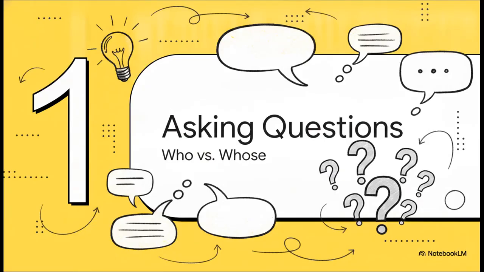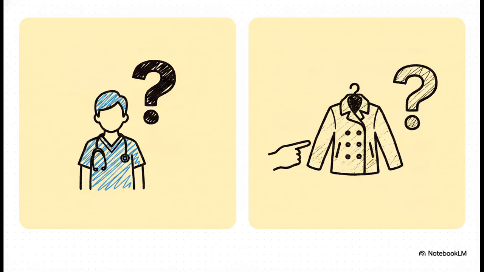Section 1, asking the right questions. Specifically, who versus whose. One of the most common literal translation traps learners fall into is pointing at an item and asking, who is this coat? But in English, who is literally only for people. Like, who is that doctor? If you want to know who owns something, you absolutely have to use whose. Whose coat is this? It's just a tiny spelling shift, but wow, it's a massive shift in meaning. Grasping this little distinction is going to instantly boost your conversational accuracy.